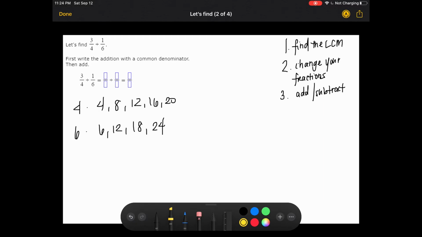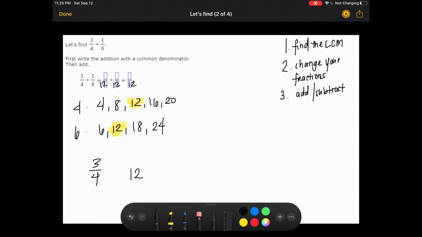Now if I look at this short list I have here, I already can see that I have two that are common between the two lists. And that is going to be my LCM, which is also my denominator for this question. So for this question, I'm going to write in the number 12 for all of these denominators, because all of my answers for this are going to be 12. Okay, but I'm going to keep this list up for right now because we're going to use it in a second. Okay, so the next thing you need to do is change your fractions.